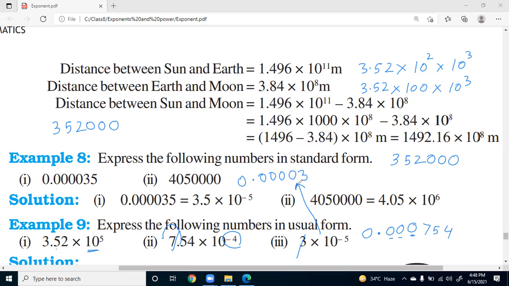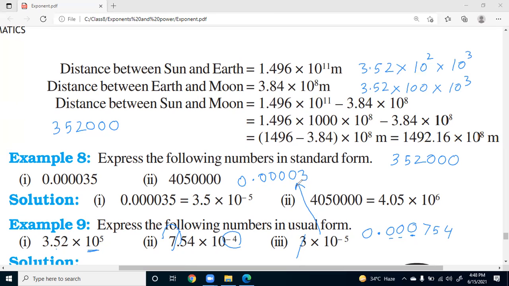So this is the usual form. And when we put the number in exponent with 1 digit, and after that we put a decimal, then we call it standard form. So there are 2 forms which we will be practicing in this exercise, that is standard and usual form. So please complete example number 9 in your copy, then we can proceed.